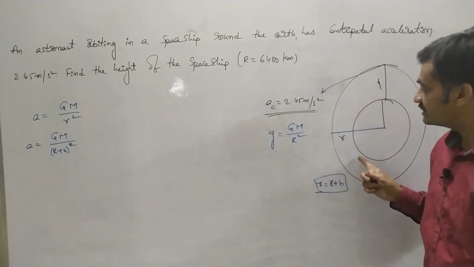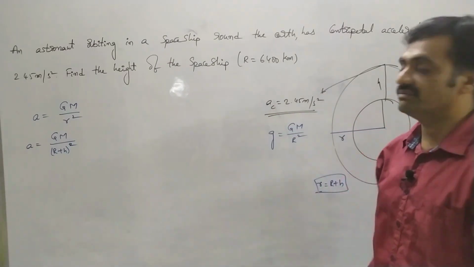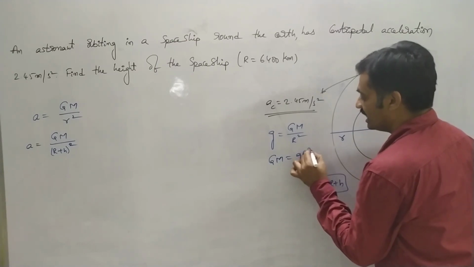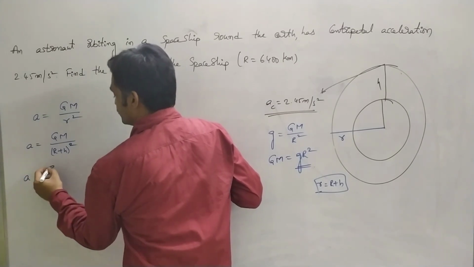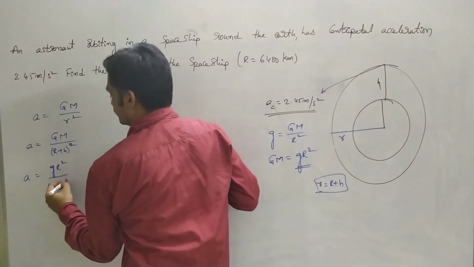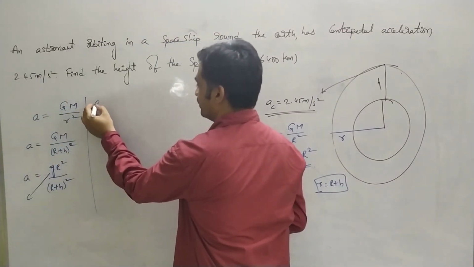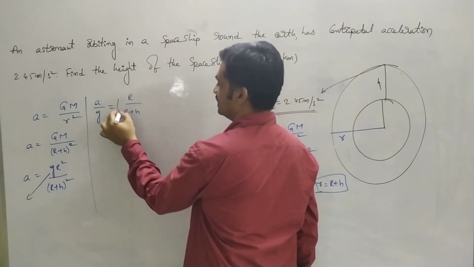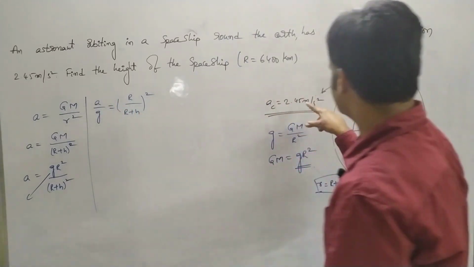The relation g equals GM by R square is given on the surface of the earth, whereas here we had represented the relation at a height h. From this, GM equals gR square, so in the place of GM we can substitute gR square. As we substitute, a equals gR square by (R plus h) whole square. Bringing g to this side, a by g can be represented as R square by (R plus h) whole square.